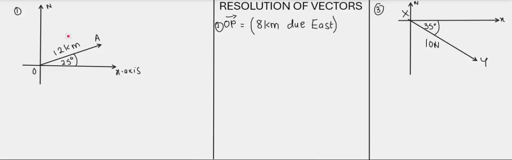Hello friends, we have 3 examples. We are still on the resolution of vectors. Let's look at example 1. Now, from the diagram, we see the vector OA.